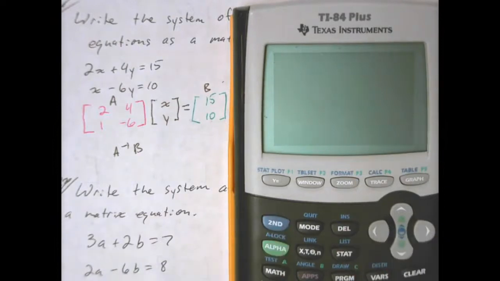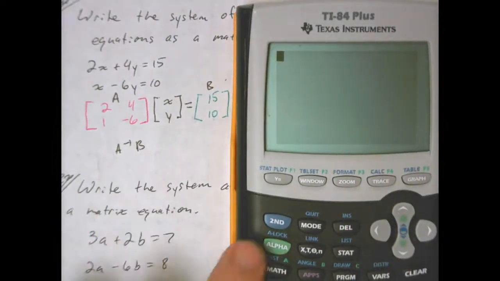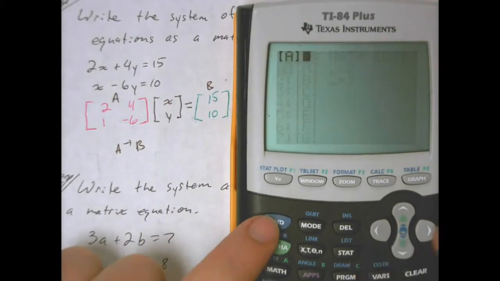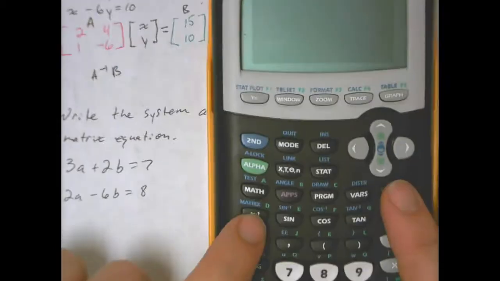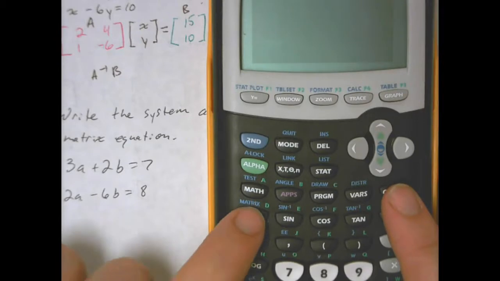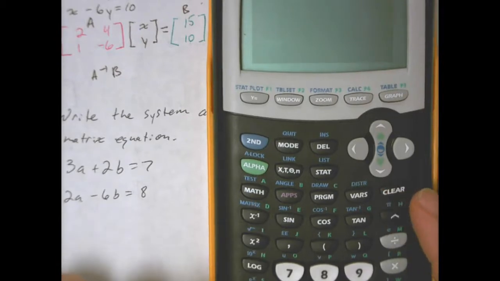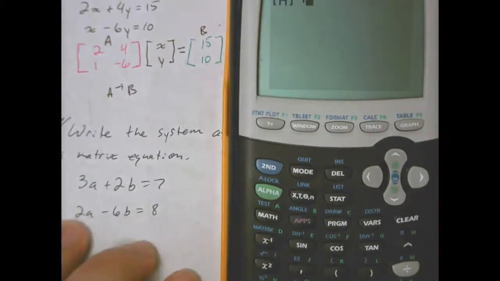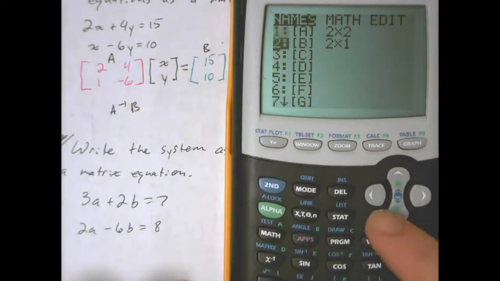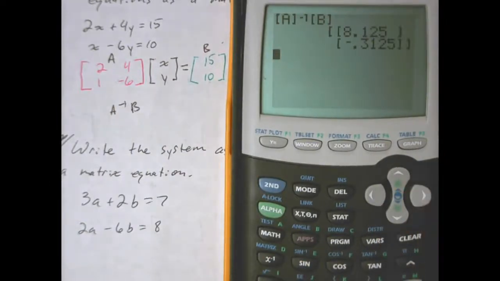So now I can actually do the math. All I want to enter is A inverse B. So I hit matrix A, I hit the inverse sign, which is that one that we clicked. Convenient that they put that by the matrix. Wonder why they did that. But A inverse matrix B, press enter. Ta-da! Those are our solutions.